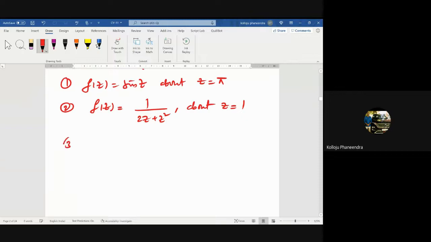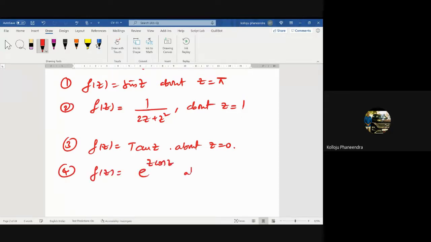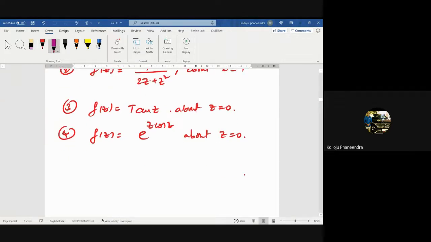Third one, f of z equal to tan z about z equal to 0, which means the Maclaurin series. Next, f of z equal to e to the power of z cosine z about z equal to 0. I am giving a hint here: the Taylor series.